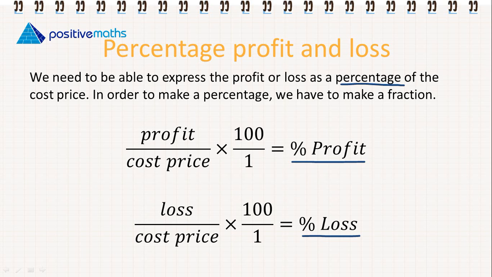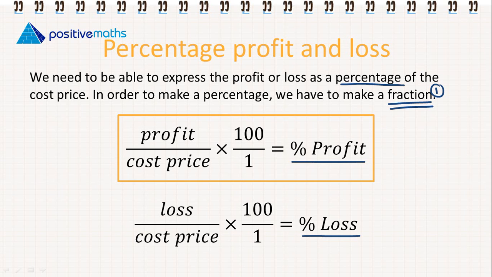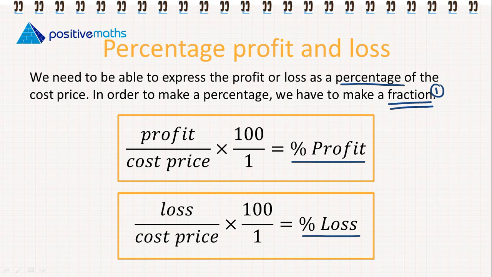So we should know from percentages that in order to make a percentage, we must, number one, make a fraction. So we make a fraction out of the profit or the loss and the cost price, and we multiply it by 100/1 to make our percentage. So we can now find a percentage profit and a percentage loss.